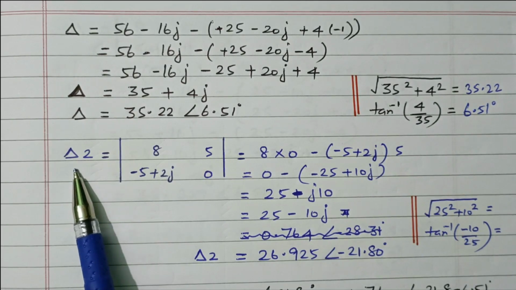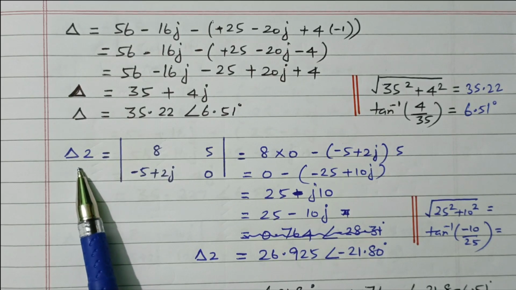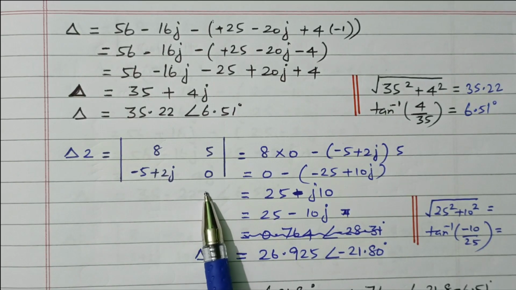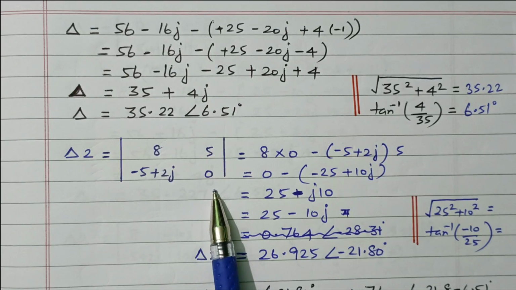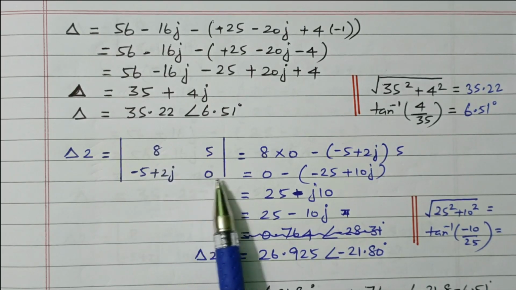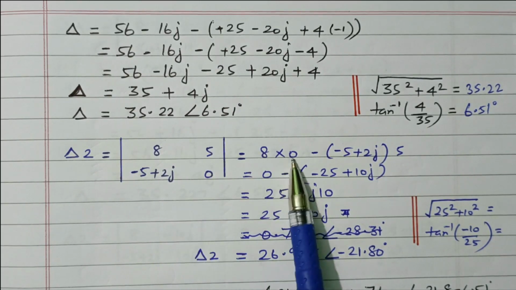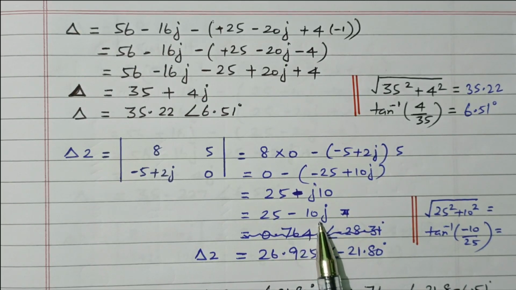Now we'll go to the delta 2. Delta 1 is not needed. What we need is I2. I1 current is not needed. So directly we can go to delta 2. Delta 2 means the second column is replaced by the voltage matrix. This is the first column written as it is. Second column is replaced by voltage matrix. So 8 into 0 minus 5 into minus of minus 5 plus 2j. Right? So after simplification we got 25 minus 10j in rectangular form. In polar form it is 26.925 with an angle of minus 21.8 degree.